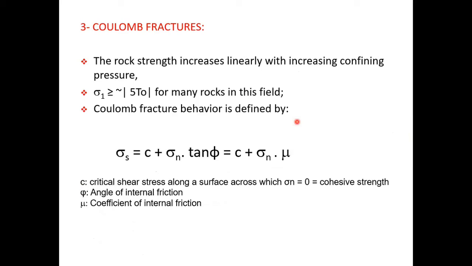Coulomb fractures, in this type of fractures, they form when sigma 1 has to be at least 5 times greater than tensile strength of the material. So shear stress should be really, really increased along the fracture. And rock strength increases linearly with increasing confining pressure. And this is the equation for critical shear stress calculation.